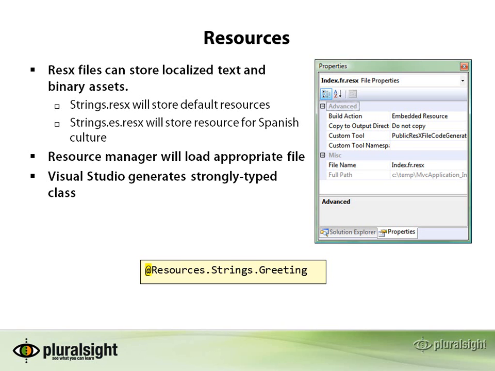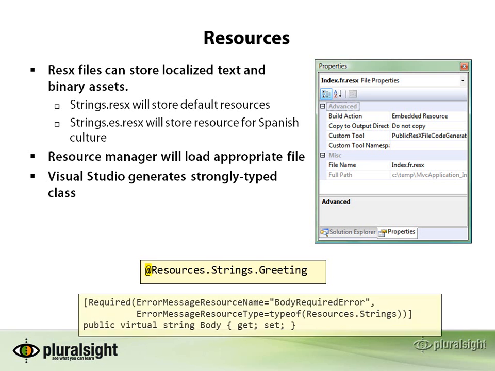Many pieces of the .NET framework can use resource files. For instance, the data annotations that we used a few modules ago for validation. Instead of hard-coding an error message into the attribute, we can tell the attribute to pull the error message from a resource file. Let's go into Visual Studio and see how all of this works.